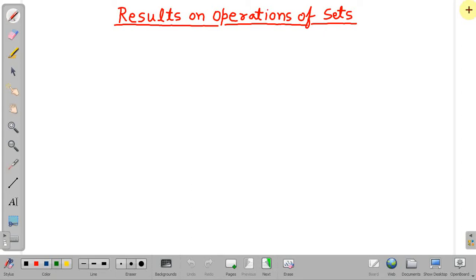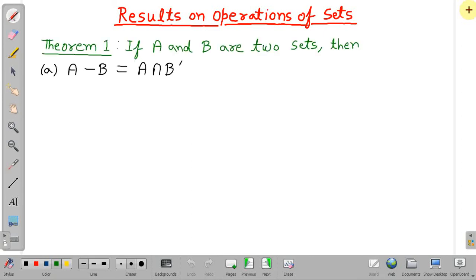In this lecture, we will discuss results on operations of sets. One by one, we will discuss some important results. Coming to the first theorem: if A and B are two sets, then the difference of sets A and B, that is A minus B, will be equal to A intersection B complement. A minus B is the difference between the elements of set A and the common elements of sets A and B, which we remove from set A.